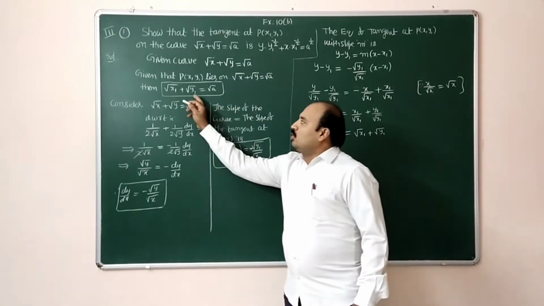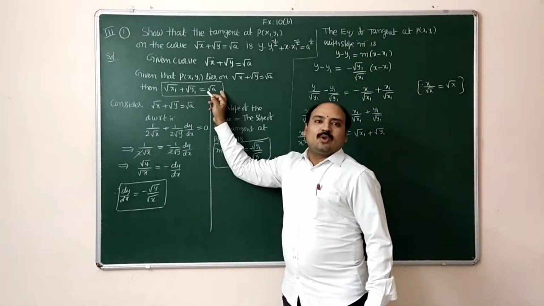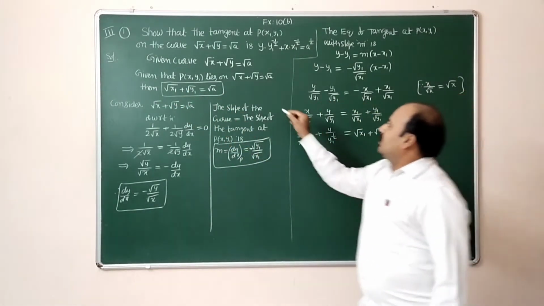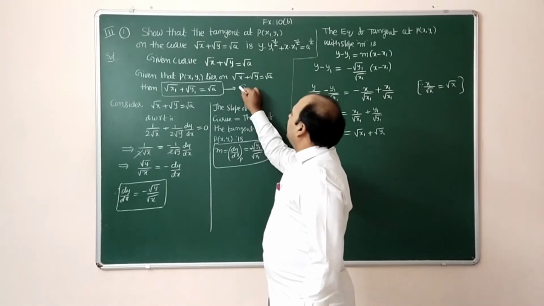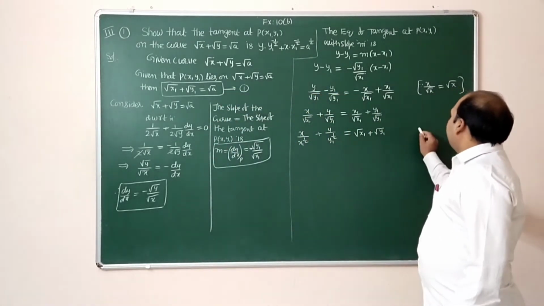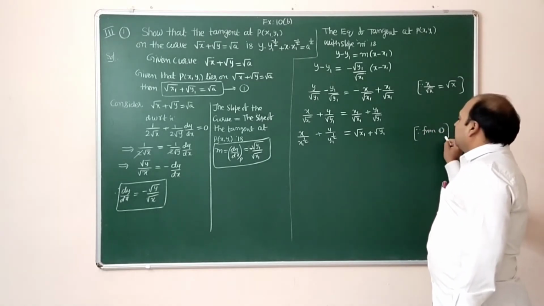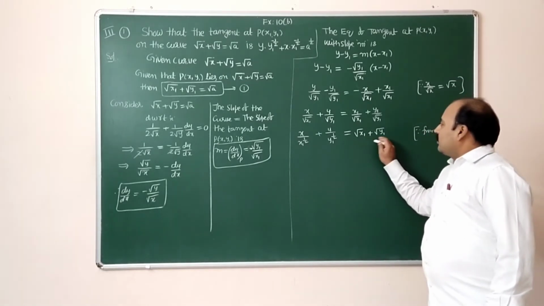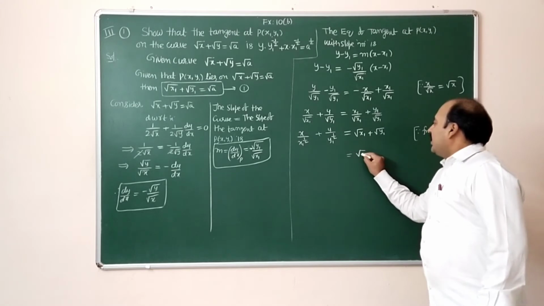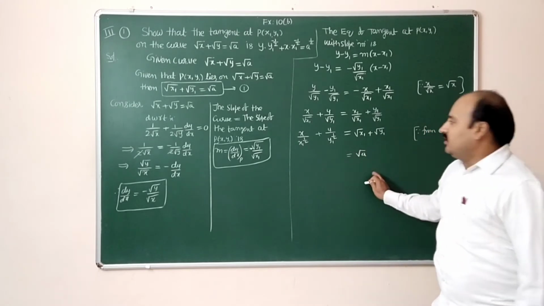From this box value, root x1 plus root y1 equal to root a. So from that box, otherwise you can keep that as equation 1. Since from equation 1, in place of root x1 plus root y1, we have to write root a by using equation 1.